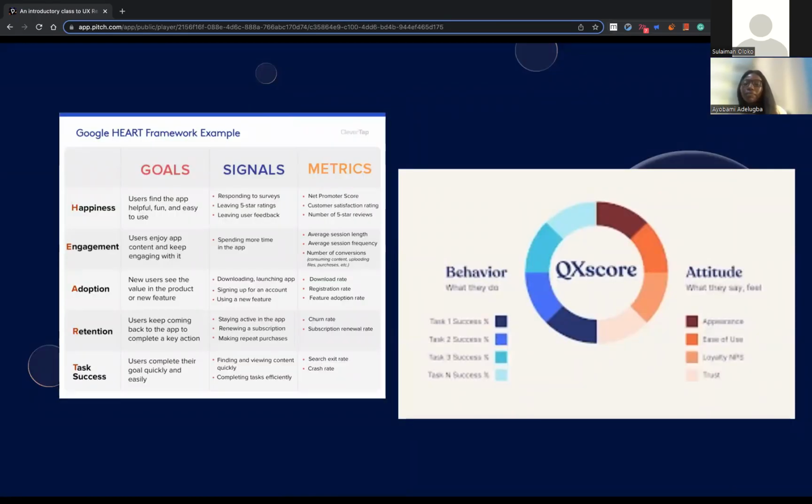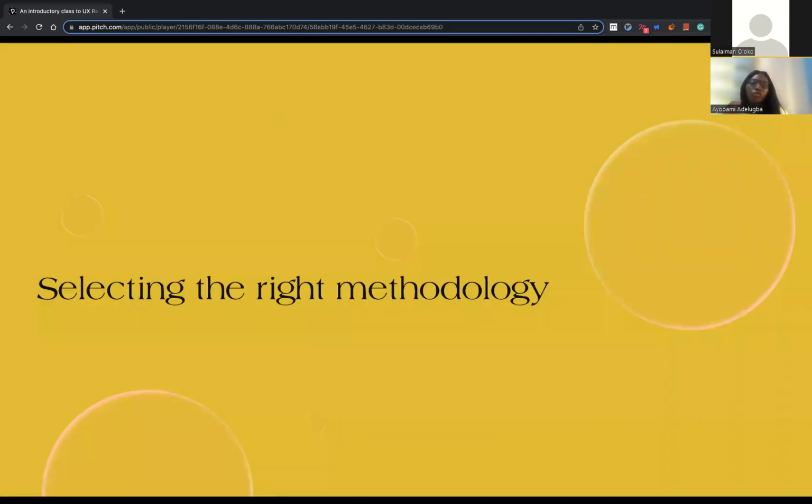Different companies have their own. This one here is UserZoom. UserZoom measures based on task success, appearance, and ease of use, and they have their own metrics too. All of these we're also going to discuss during the 6-week training: how to gather them, how to create your own, how to know what's best to measure, and what kind of metrics you're going to get out of it.